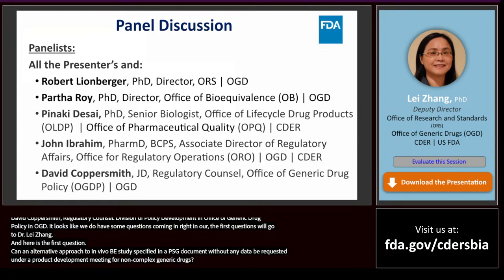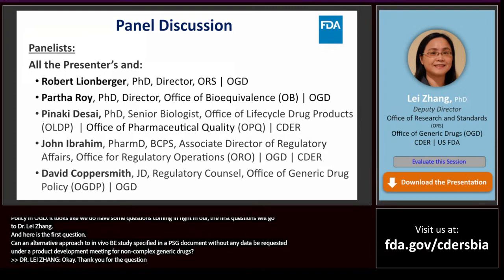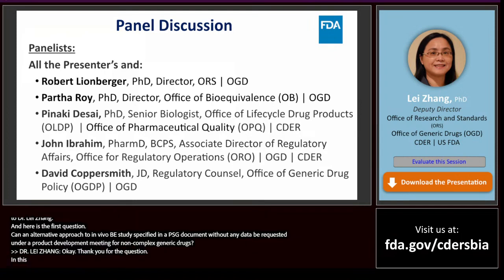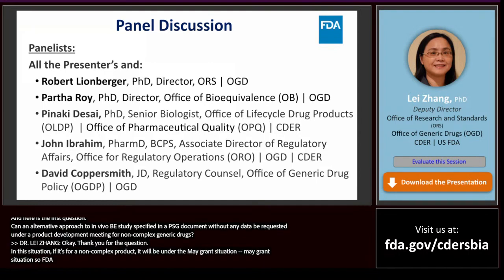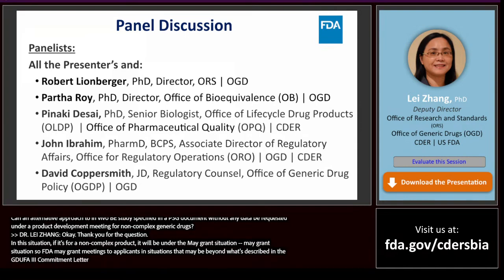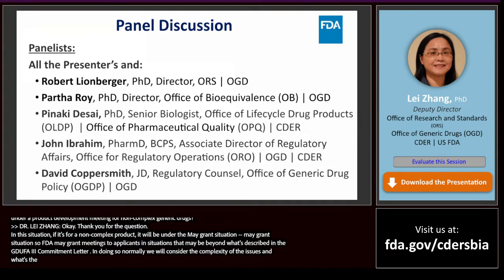Okay, thank you for the question. In this situation, if it is for a non-complex product, it will be under the May grant situation. So FDA may grant meetings to applicants in a situation that may be beyond what's described in the GDUFA III commitment letter. And in doing so, normally we'll consider the complexity of the issues and what's the available resources and the workload and what's the anticipated value to the end assessment process.